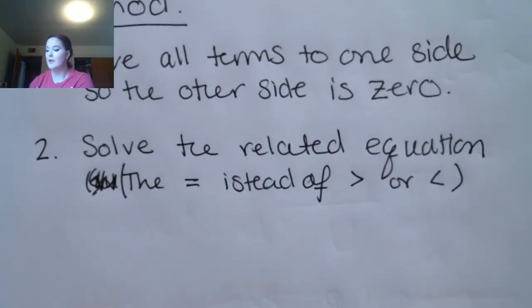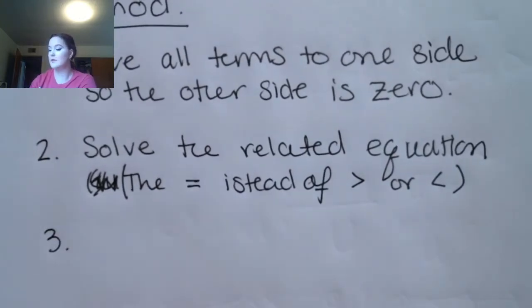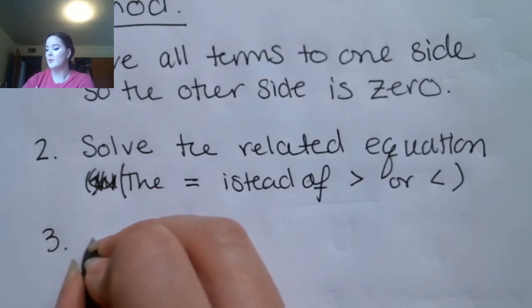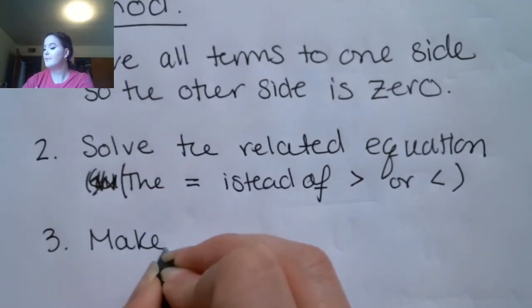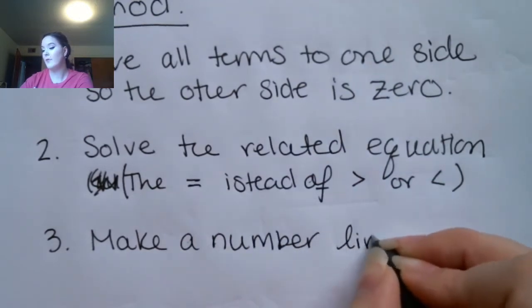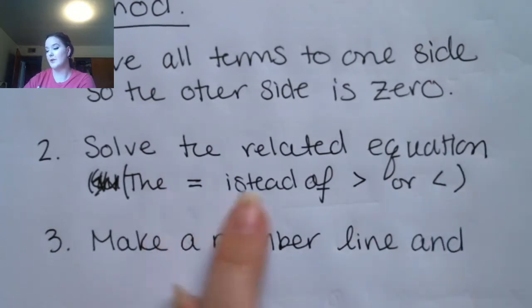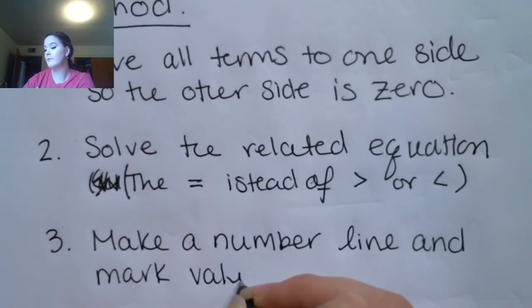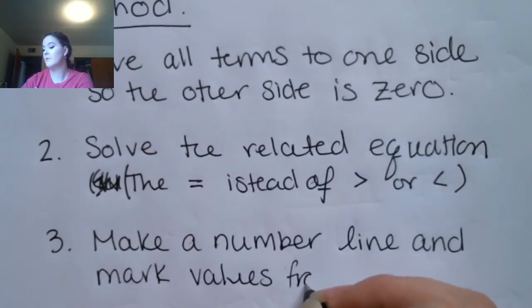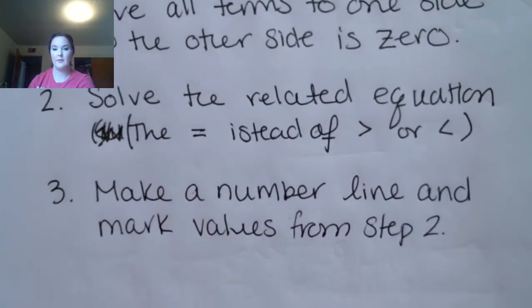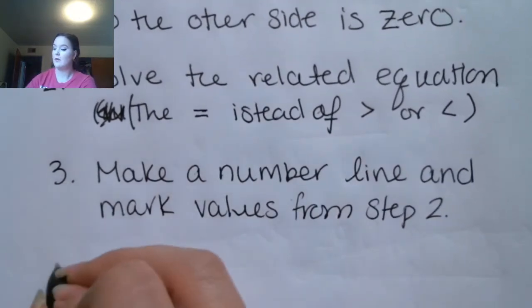Then the next thing we're going to do is make a sign chart, but making a sign chart has several steps. First, we're going to make a number line, and mark our answers from step 2.